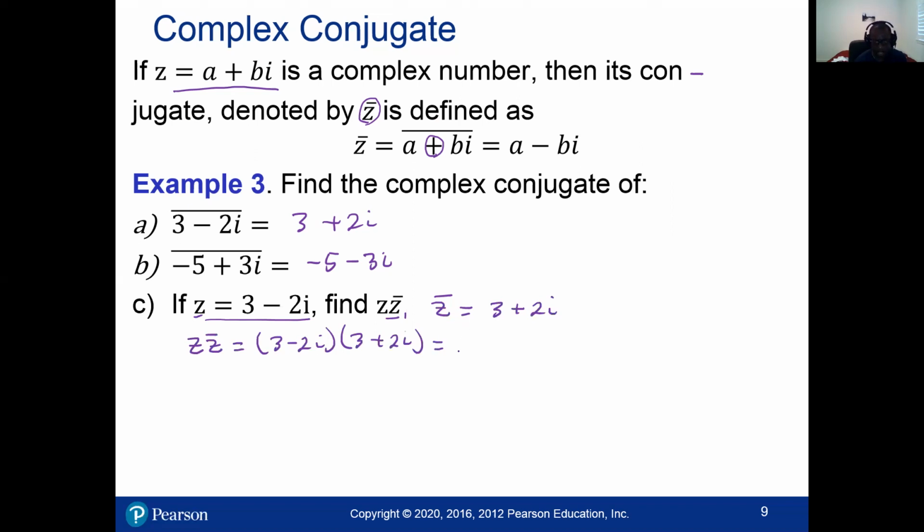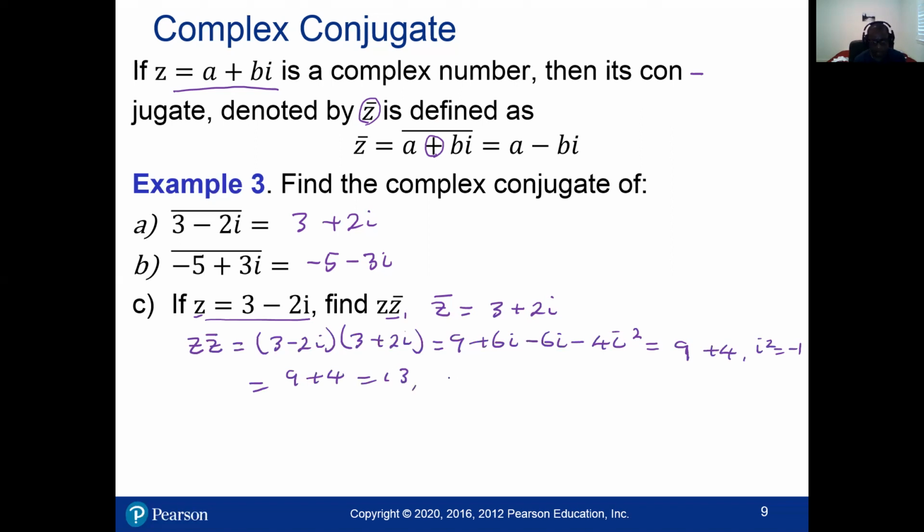3 times 3 is 9. And then 3 times 2i is plus 6i. And then minus 2i times 3 will be minus 6i. And then I have minus 4i squared. Now, as you can see, this will be 9 plus 4, because i squared is minus 1. So when you multiply the conjugates, you have 9 plus 4, which is 13.